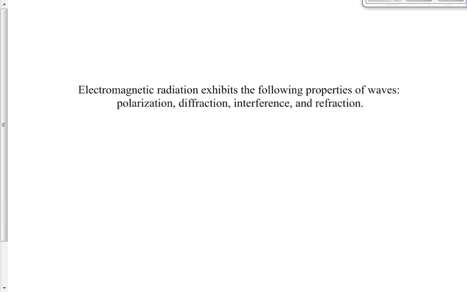Maxwell comes along and says it's electric and magnetic field wave. We got all this disagreement. It's a particle, it's a wave, whatever, but Maxwell says, but wait a second. There's all these properties of waves that are exhibited by EMR, like refraction, for instance. Refraction, if you remember, is the bending of a wave.